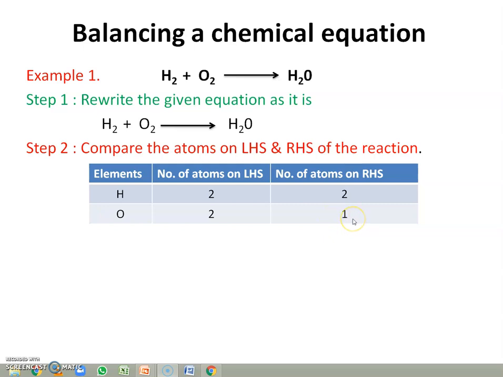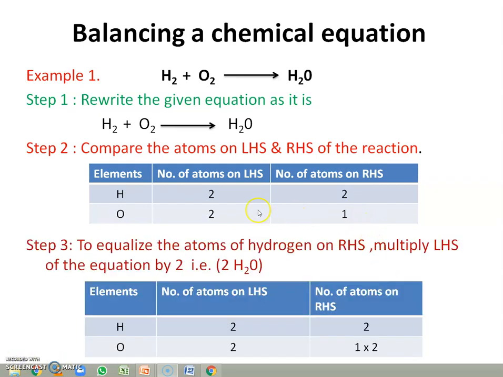Now in this table you will find that the number of atoms appearing on the left hand side and on the right hand side are not equal. That means we can say that the given equation is unbalanced and we have to balance this equation. From this table you will find that the number of oxygen atoms is unequal. That's why, to equalize the atoms of oxygen, we will multiply the right hand side of the equation by 2. That means we will multiply water by 2.